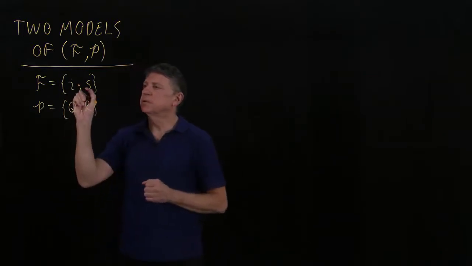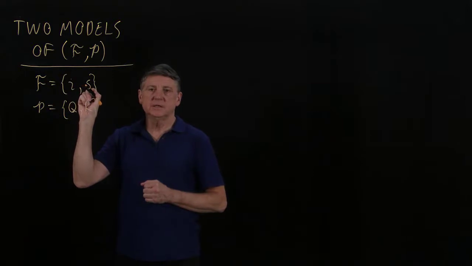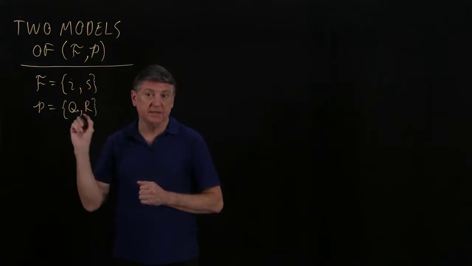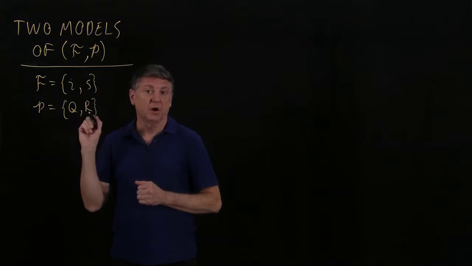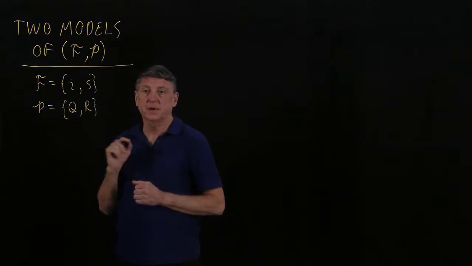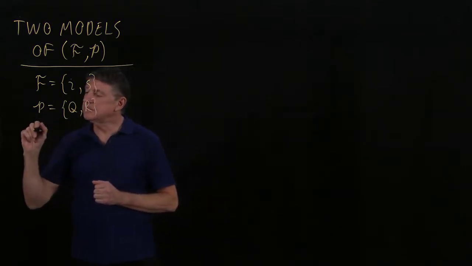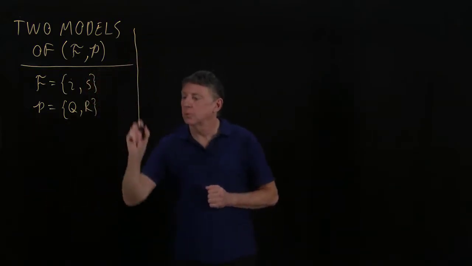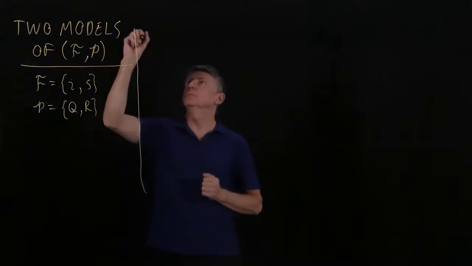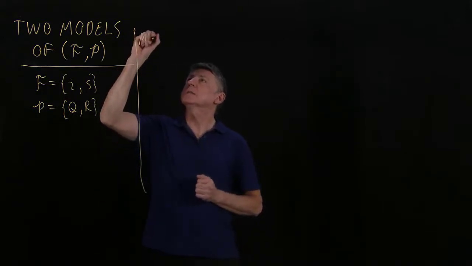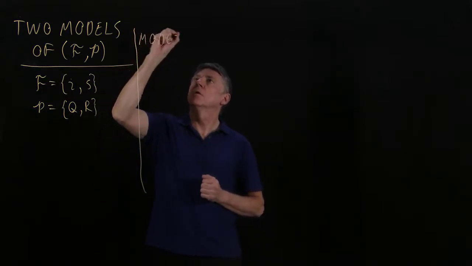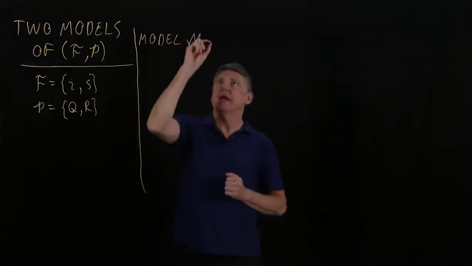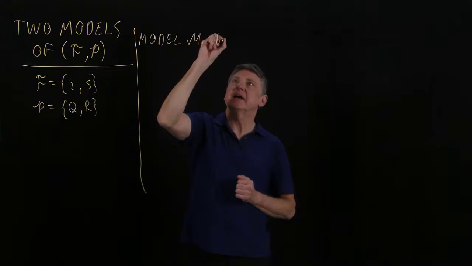And let's suppose that I could be anything, S could be anything, Q could be anything, R could be anything. So let's suppose that we have two models of these. We'll call these model 1, model 2. So let's call this model M1.